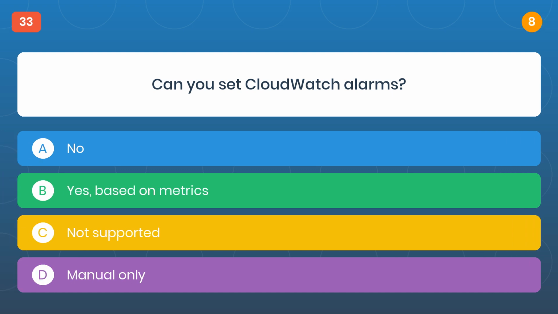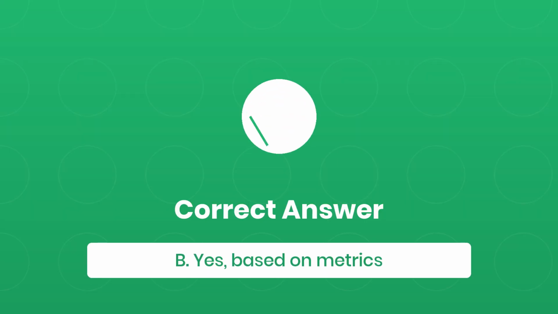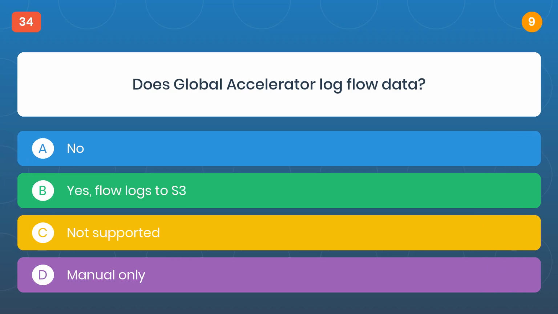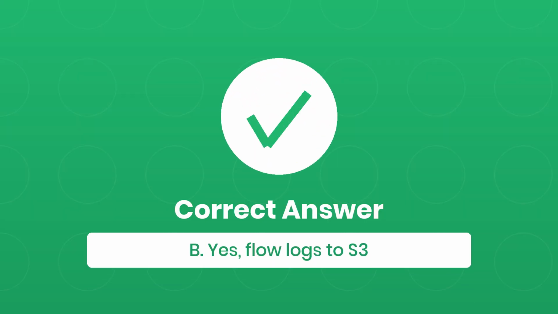Question 33. Can you set CloudWatch alarms? The correct answer is B, yes, based on metrics. Question 34. Does Global Accelerator log flow data? The correct answer is B, yes, flow logs to S3.